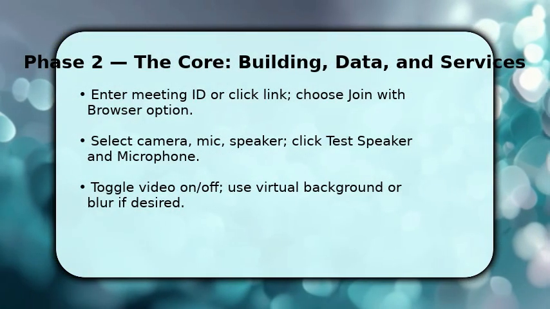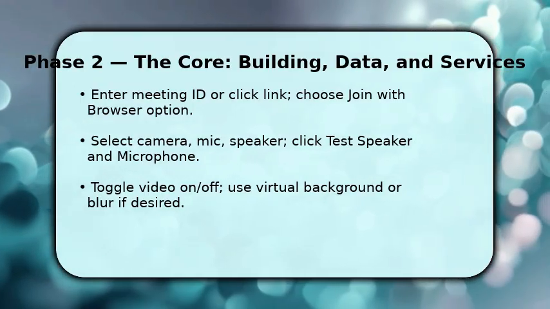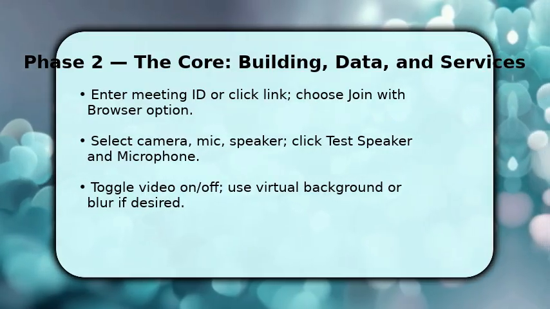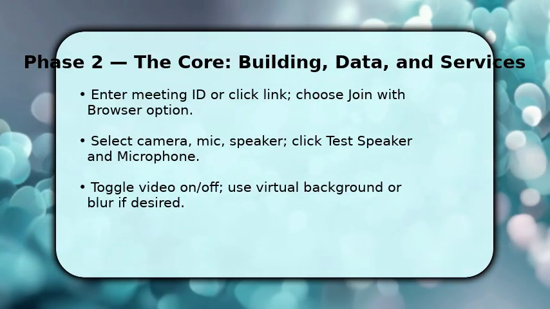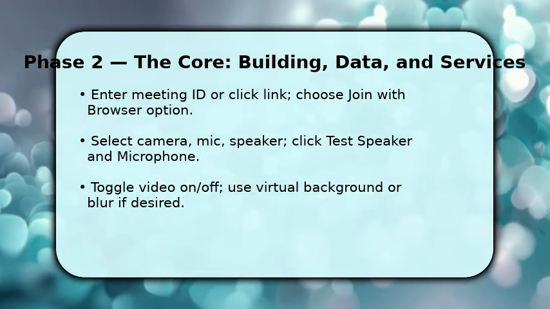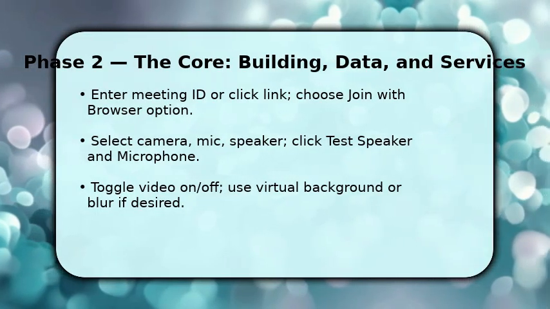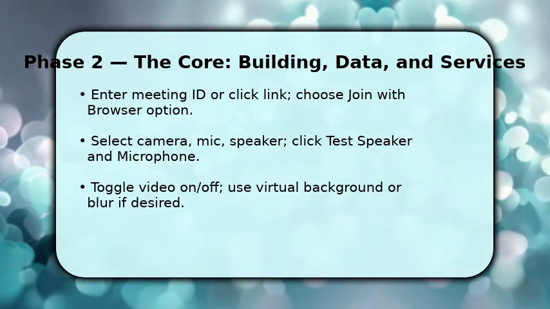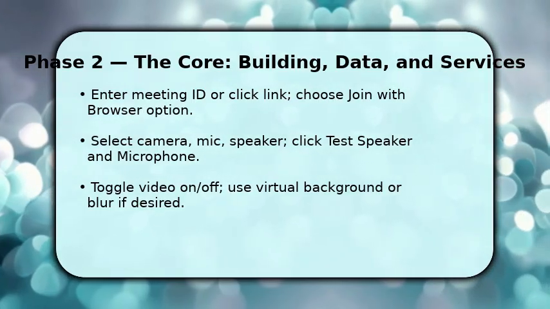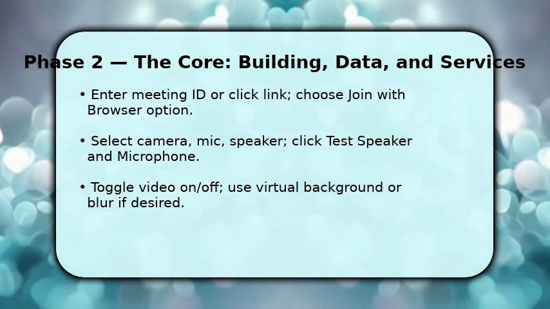After joining, you'll see Meeting Options. Select Join with Browser to stay in Chrome. Next, choose your camera, microphone, and speaker from the drop-downs. Click Test Speaker and Microphone so you know others will hear you. Use the video toggle to start video, and if privacy or bandwidth matters, enable background blur or a virtual background. Once configured, adjust volume and position your camera. These choices improve presence and prevent surprises during the meeting, so take a moment to confirm them.